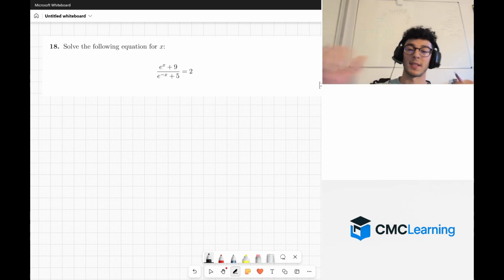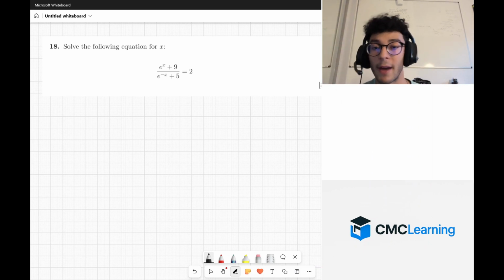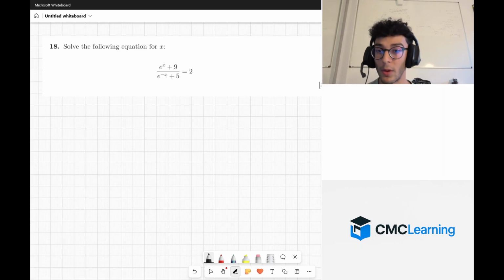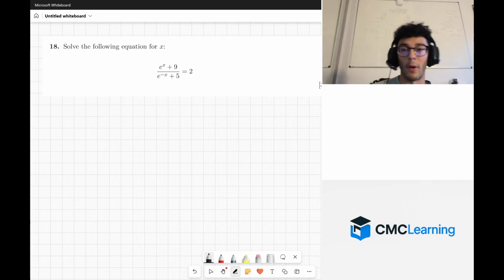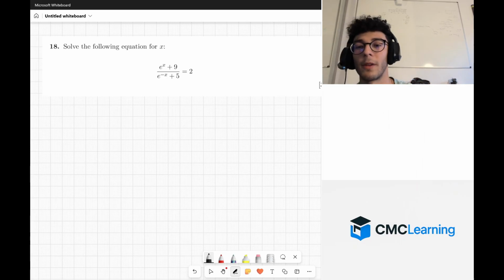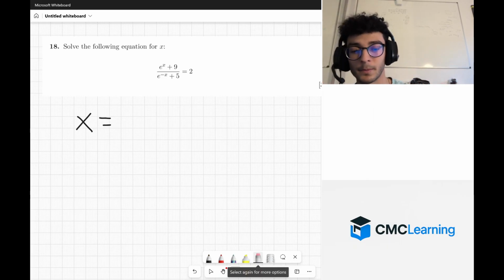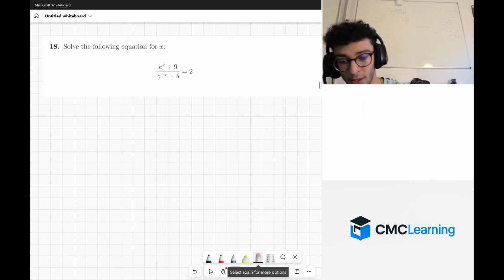So, upon first glance, we have a fraction: e to the x plus 9 divided by e to the minus x plus 5, and this is equal to 2, and we need to solve this for x. As I'm sure you know, whenever a question is asking us to solve for x, they typically want your solution to look like this: x is equal to something. So let's have a look at what we can do.